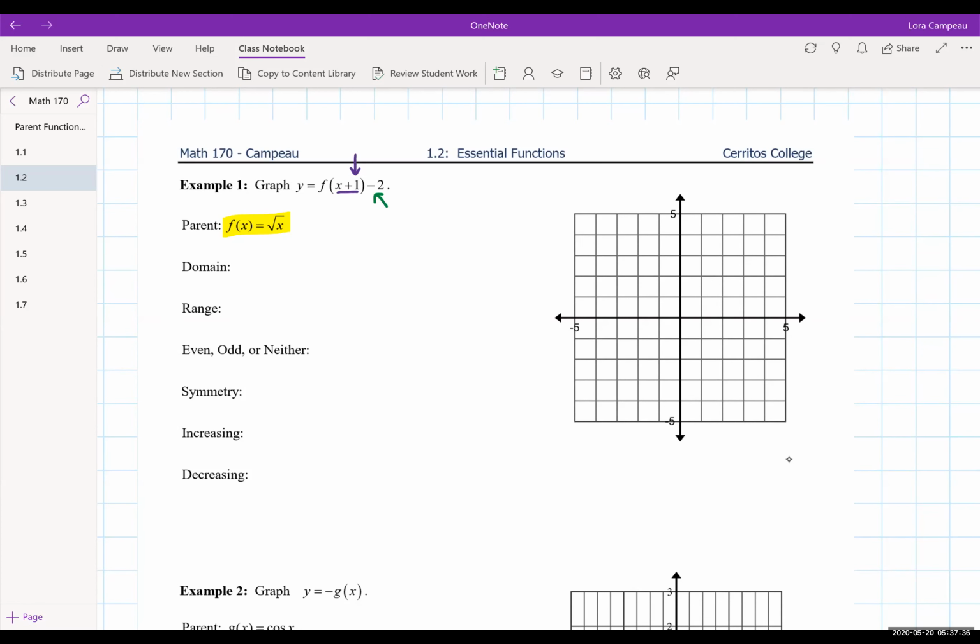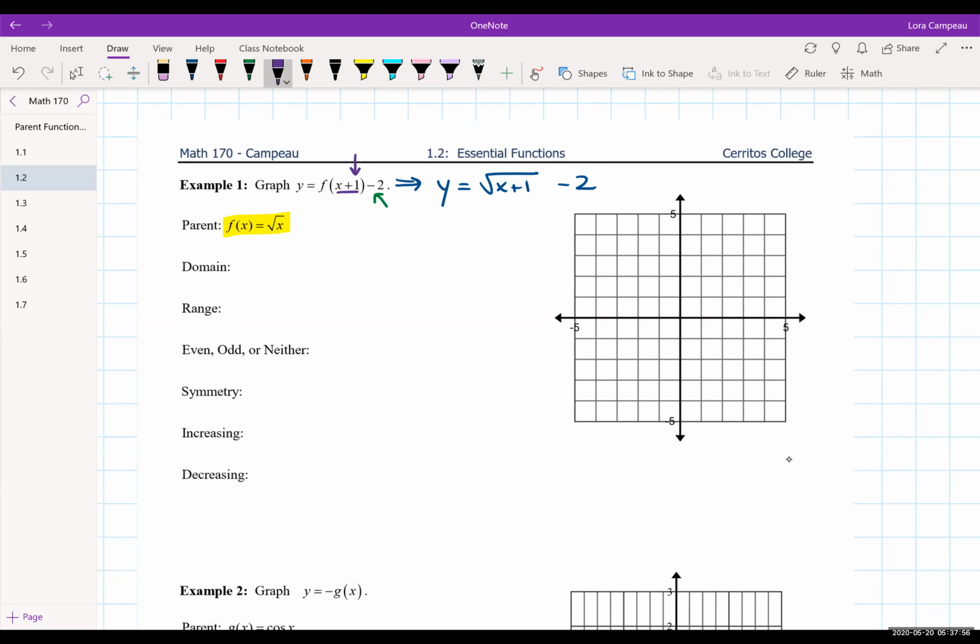So that will turn into y equals square root of x plus 1 minus 2. And again, notice the positions of the 1 and the 2 in the function. The plus 1 is inside the square root, inside the argument, or what we call the radicand, and the minus 2 is outside the square root. So it helps us think about, okay, what does that mean?